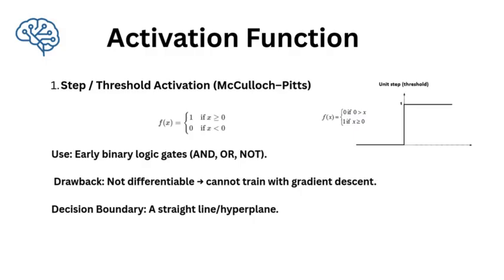Geometrically, neurons with step activation create a linear decision boundary, which is a straight line in two dimensions, or a hyperplane in higher dimensions. To summarize, the step activation function is historically important and useful for understanding neural networks, but due to its non-differentiability, it is not used in modern deep learning models.